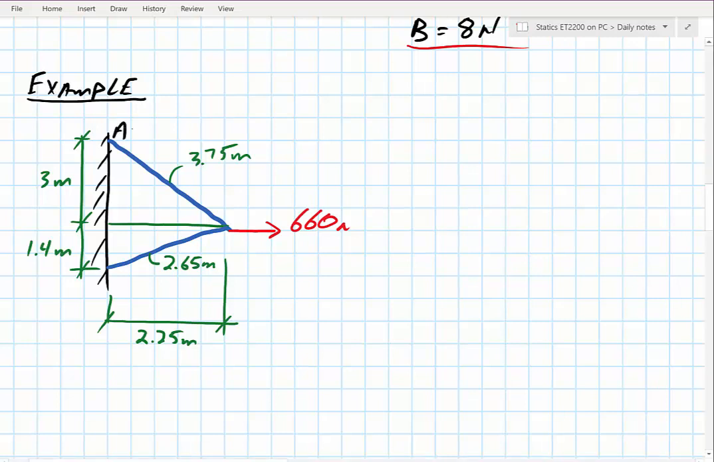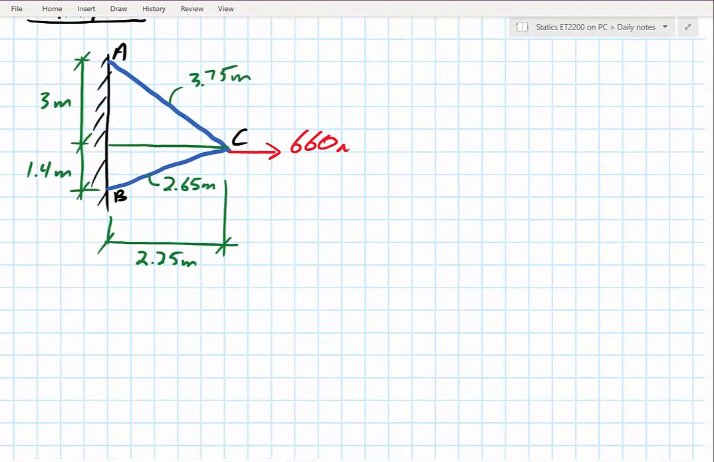I need to label them. So I'll label the top connection point as A, the bottom connection point as B, and the point where the vector is being applied we'll call C. In this case, I have two unknowns: I don't know the tension in cable AC, and I don't know the tension in cable BC, but I also have two equations, sum of the forces in X and sum of the forces in Y equals 0.